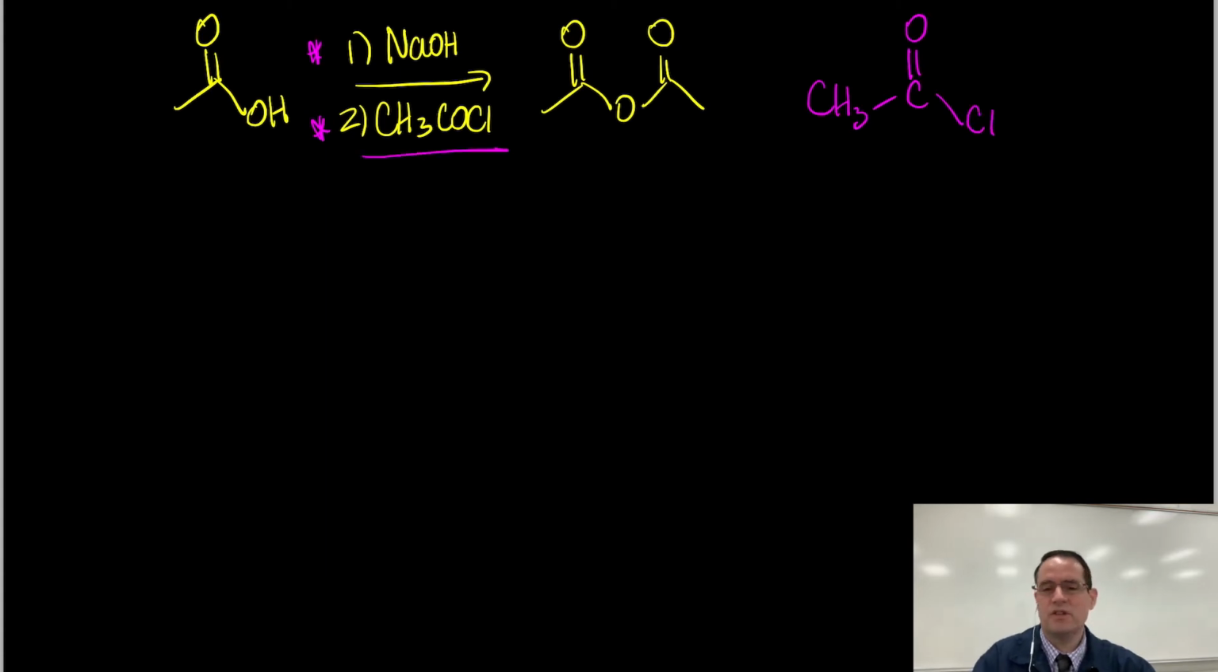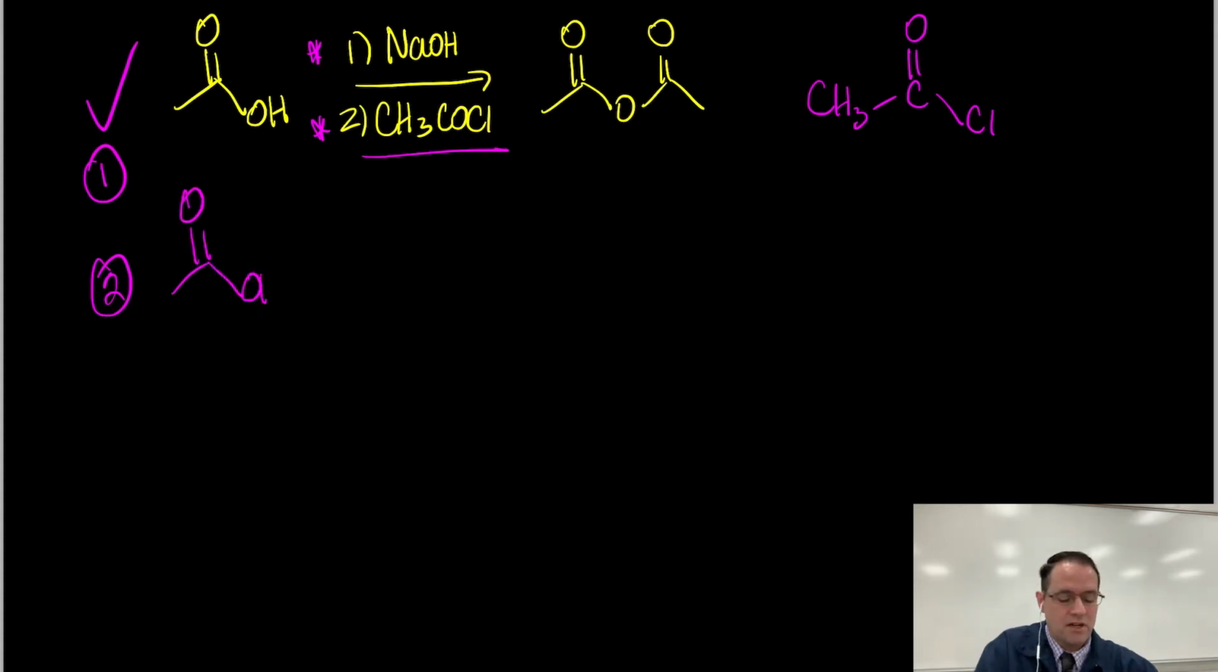CH3COCl is a shorthand notation for the acid chloride, okay? So we've talked about the mechanism for that, and you've learned that. So that's reaction 1 here. The second reaction, we're not going to show a mechanism for, but we've talked about it already.